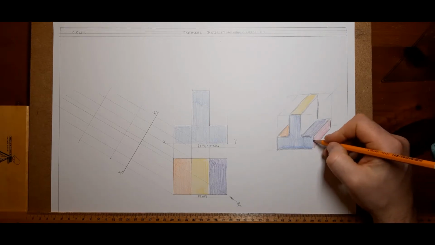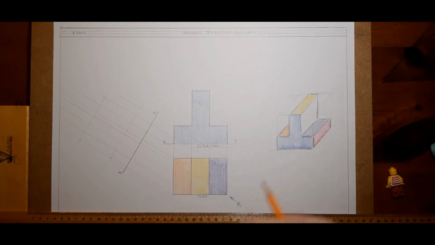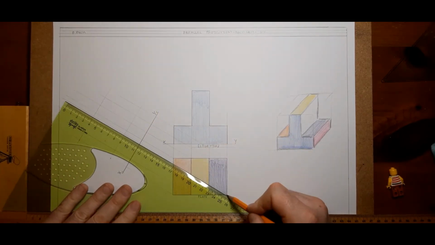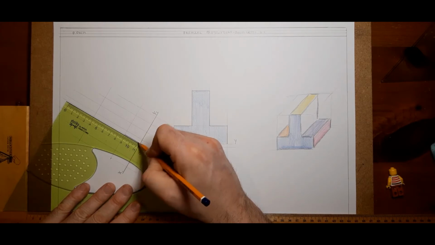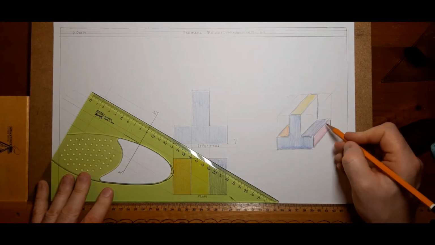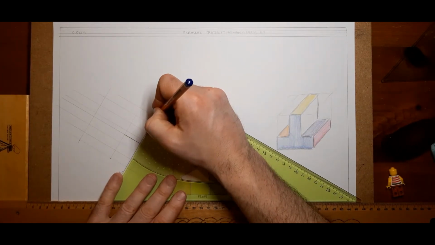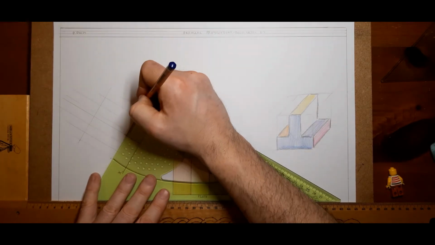So again, I would suggest you start at the closest corner. It really helps with the visualization. And draw what you can see first. So we're going to be able to see all this pink side here. Height's the same, just foreshortened.